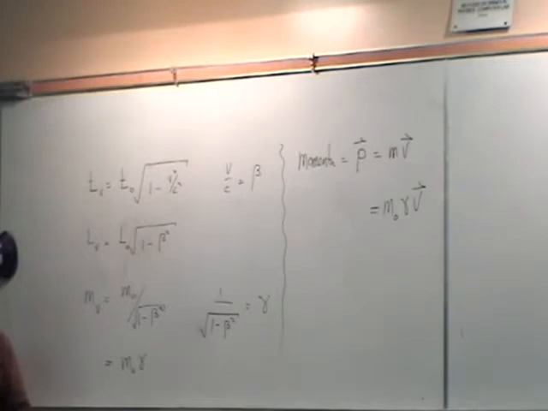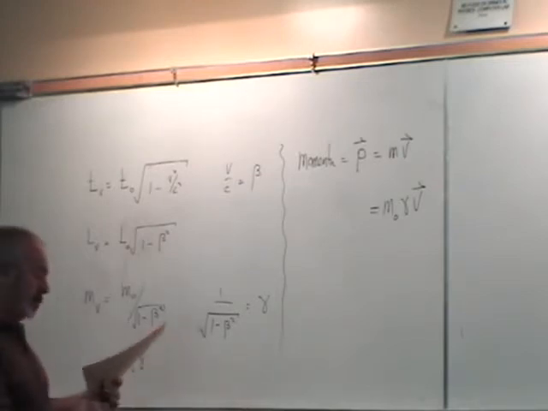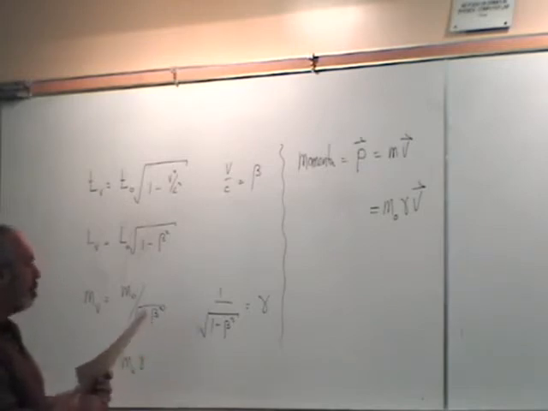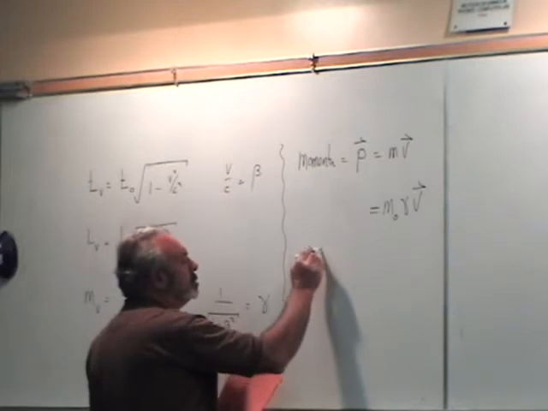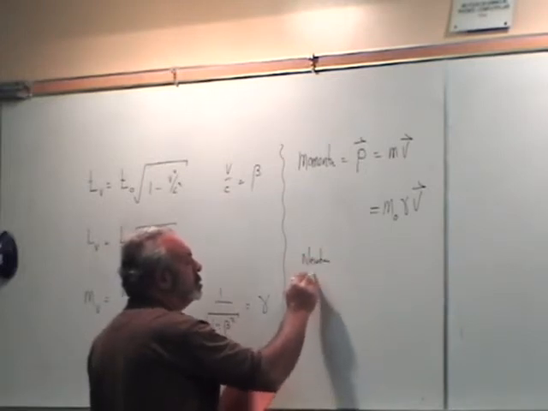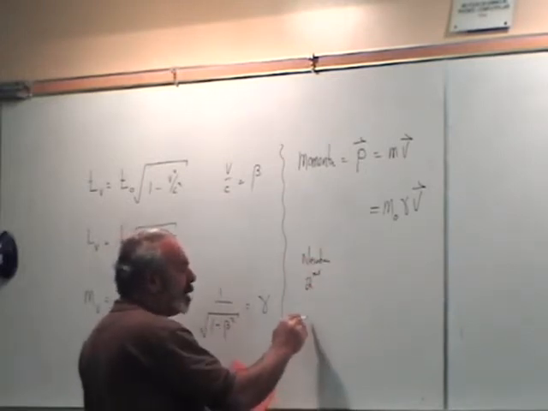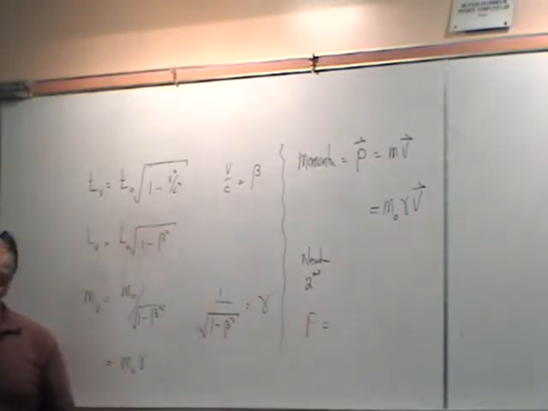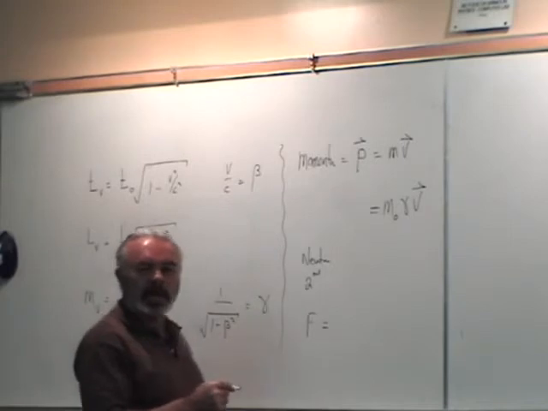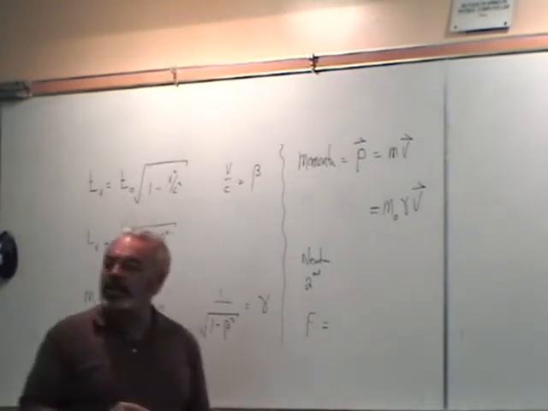This has an interesting consequence. You know what it is? You probably recall that Newton's second law, F equals ma. But do you remember, I'm sure in Physics 4, you actually wrote it not as ma, but as dp dt.